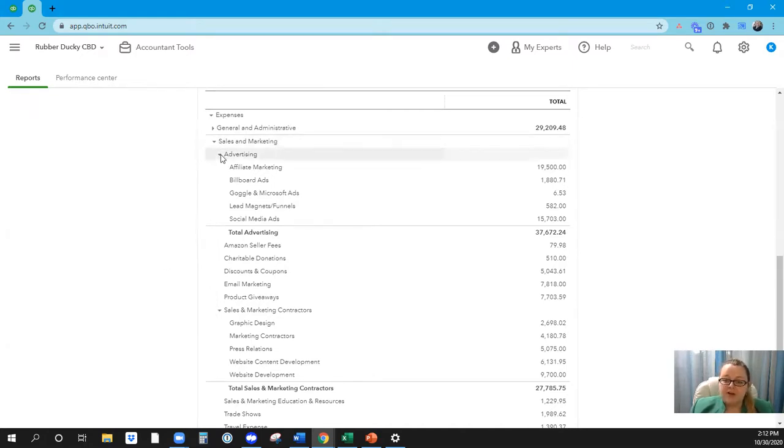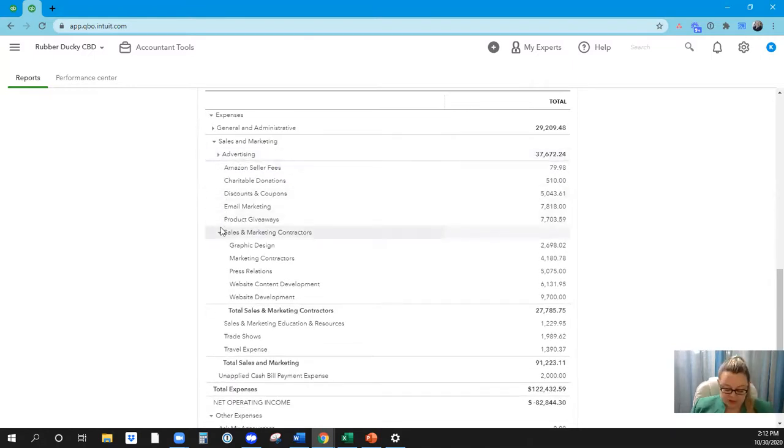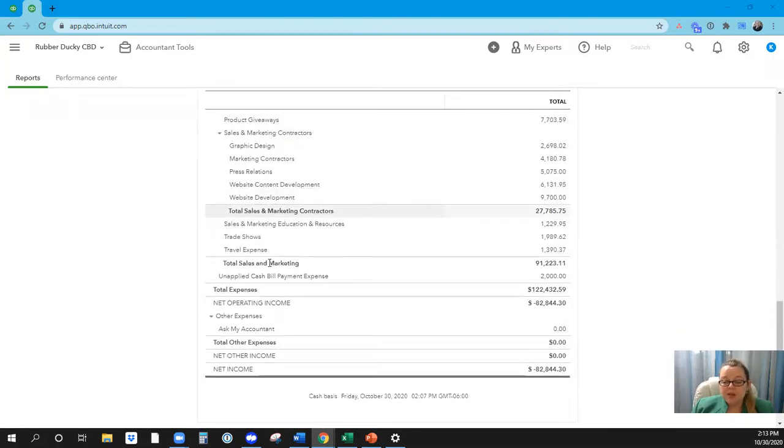So you can see that we are dividing it down by the different advertising methods that are out there. We're also dividing it into other forms of marketing, right? So you have your sales and marketing contractors, etc. We put a lot more detail into the accounting than we often see when clients come to us.